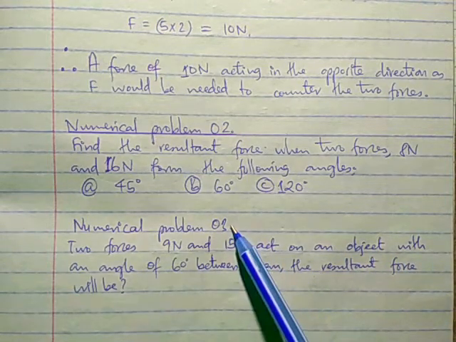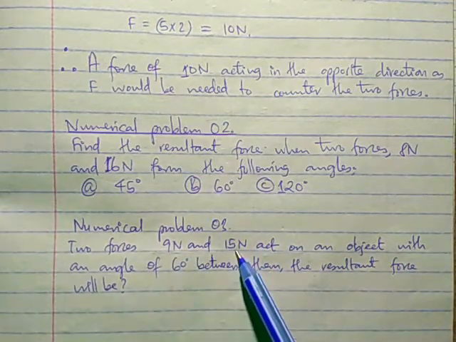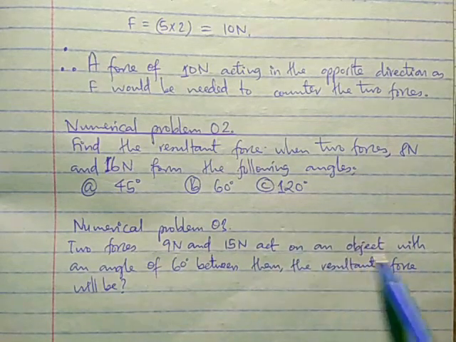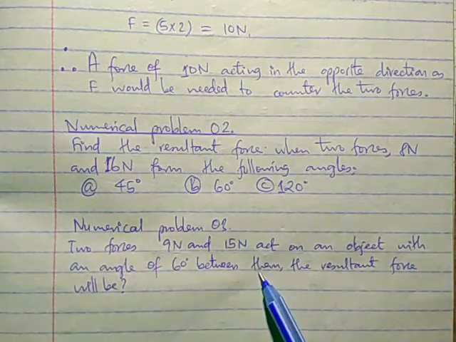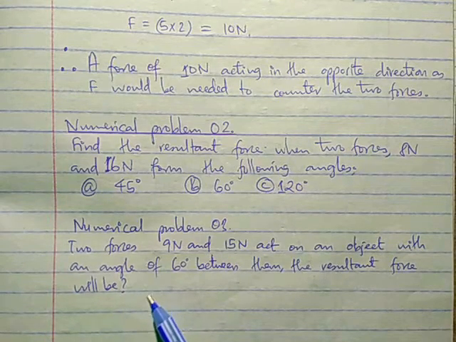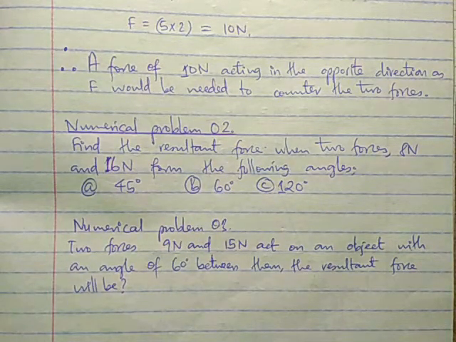From there, numerical problem number 3: two forces 9 Newton and 15 Newton act on an object with an angle of 60 between them. Find the resultant force. Hilo swali linafanana tu na hilo problem. Numerical problem number 3 na number 2 zinafanana. Kwa hiyo utafanya hizo numerical problem.